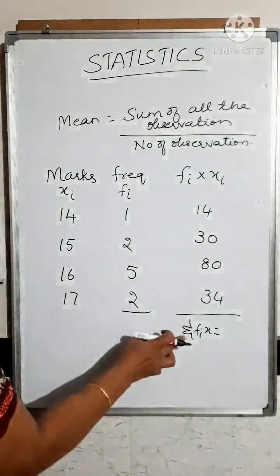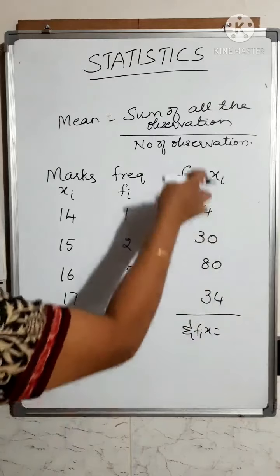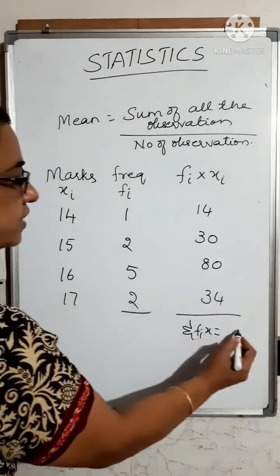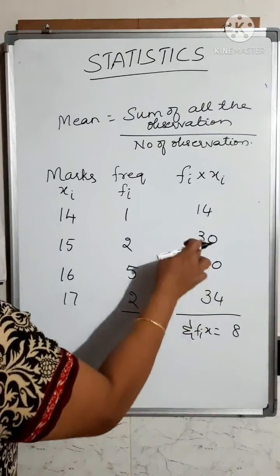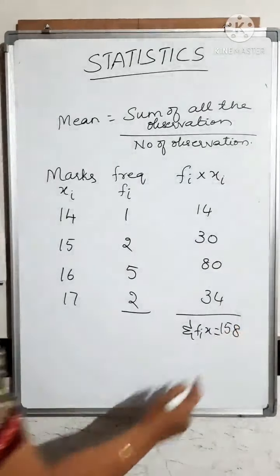Now what is this sigma? Sigma is nothing but summation, or sum of. You have to add all this and write its value. So 4 plus 4 you get 8. 8 plus 3 is 11. 14. So you get 158.